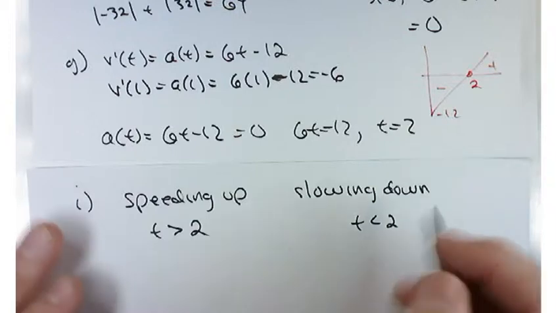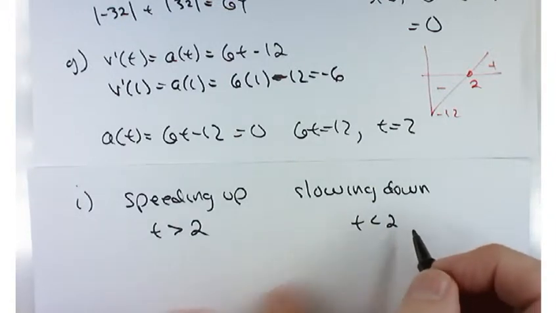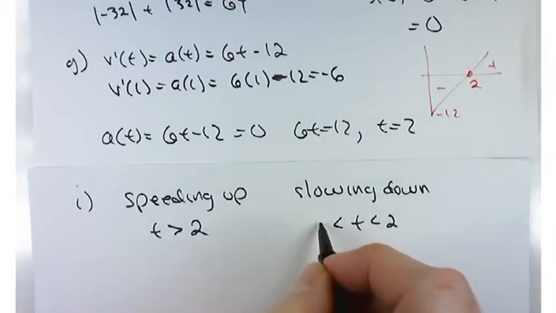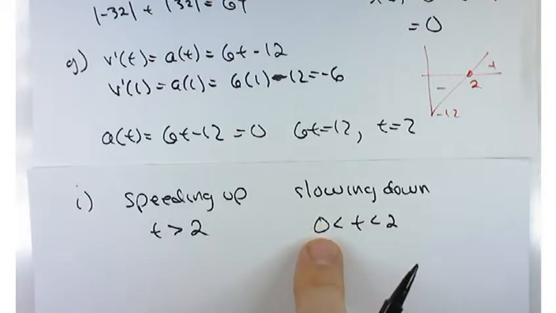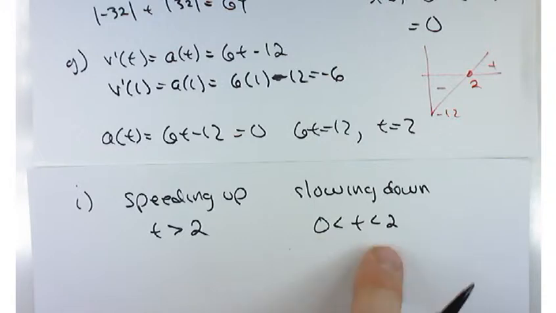If you keep track of things and realize that the book says, well, we're working with positive values t, then it's just t between 0 and 2 would be where the particle is slowing down. Wow, that was a long problem. Don't worry, I'll only ask like 7 or 8 of those on an exam.